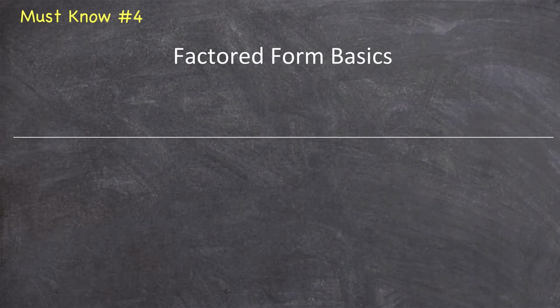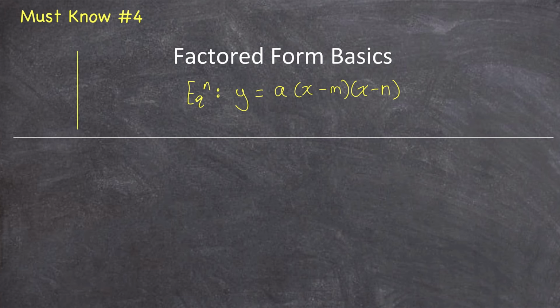Must know number 4, factored form basics. The last format of a quadratic equation you need to know is the factored form, and it looks like y equals a times (x minus m) times (x minus n). Let me make a rough sketch of a random parabola, and we'll talk about what the factored form tells you about that parabola.